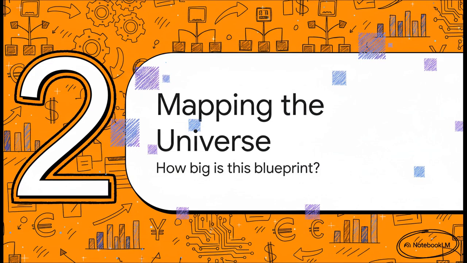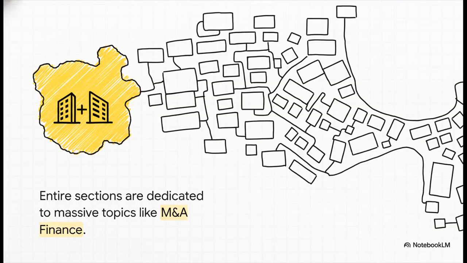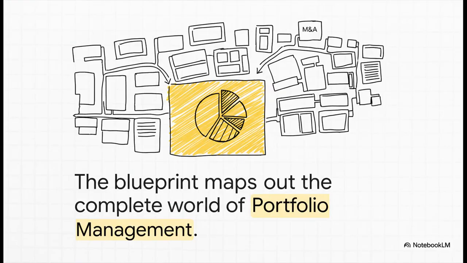Okay, pretty cool, right? This A to Z system is super elegant. But just how big is this thing really? We've only been looking at one tiny little corner of the map. Let's zoom out a bit and get a sense of the real scale here. So you start scrolling through and you find these massive domains, like the entire world of M&A finance. And then there's a whole section mapping out everything you could ever want to know about portfolio management.